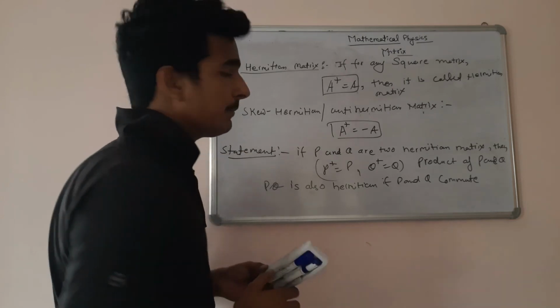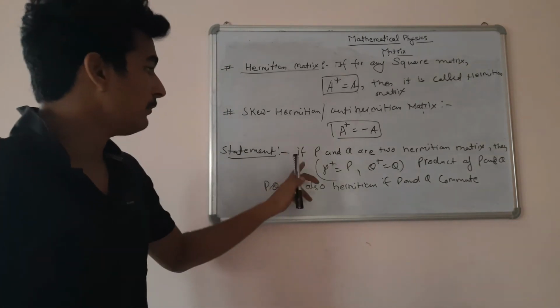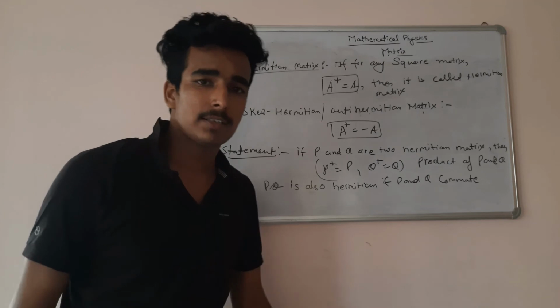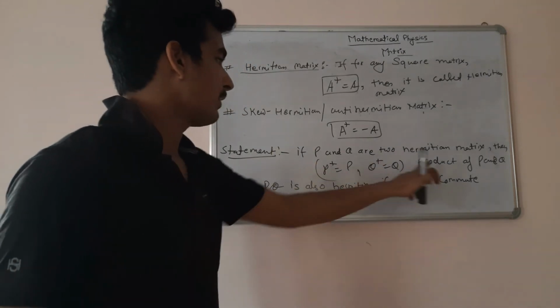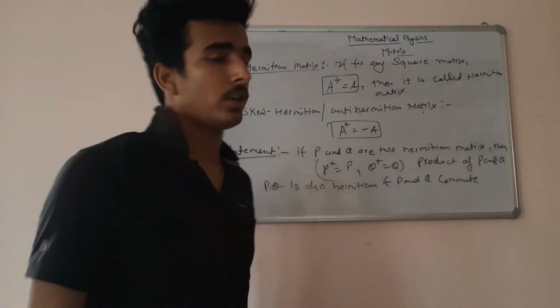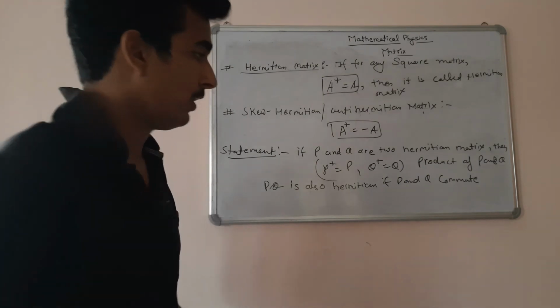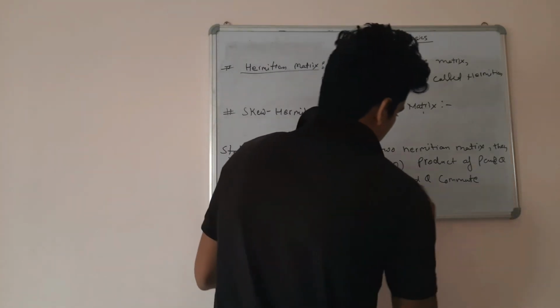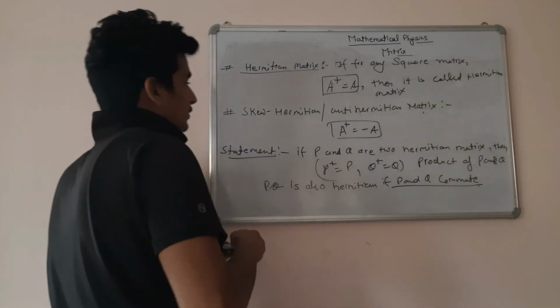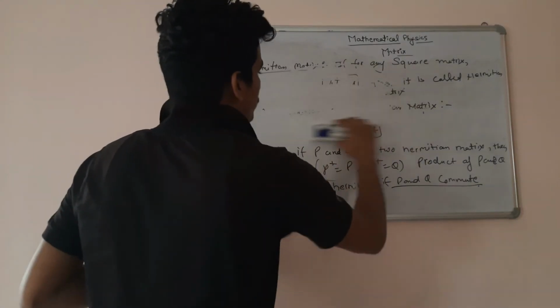So what is our statement which we have to prove? That if P and Q are two Hermitian matrices, then the product of P and Q, PQ, is also Hermitian if P and Q commute. This is a must condition. Okay, so now let's prove this statement.